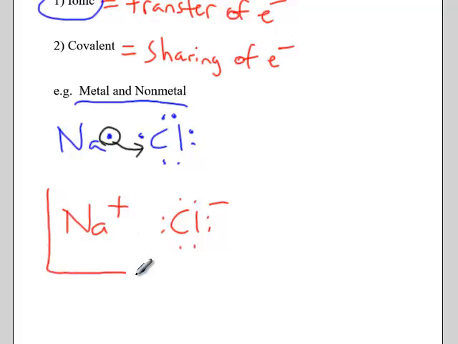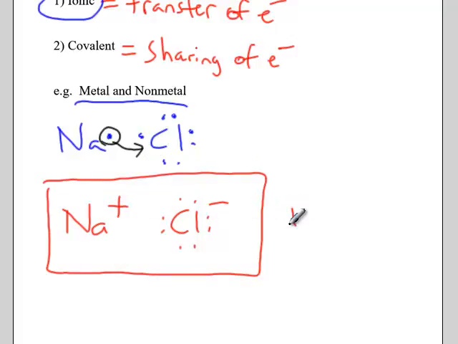So this would be our Lewis picture for a metal and a nonmetal. This represents the ionic bond between the two. We don't draw a line connecting them. We just show positive and negative, and we know that positive and negative attract each other, so these two would be held together.